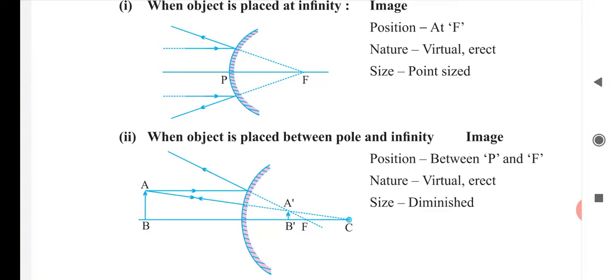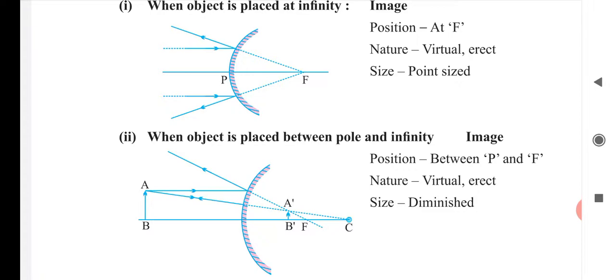Take one more ray which is appearing to pass through the center of curvature. You can see the dotted lines in the diagram. The first ray, which is passing parallel to the principal axis, will diverge. If you draw this divergent ray backward, it will pass through focus. And the second ray is appearing to pass through the center of curvature, and these two rays are meeting at one point, that is A dash B dash. That is where you will get the image.